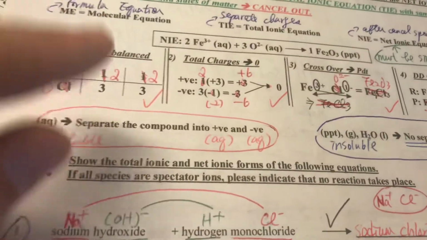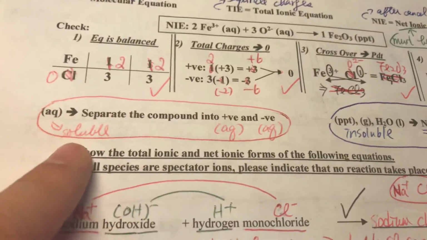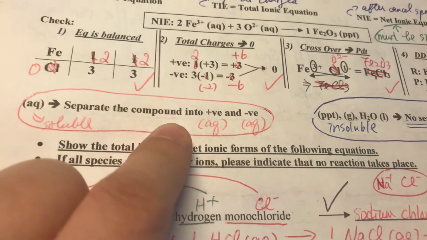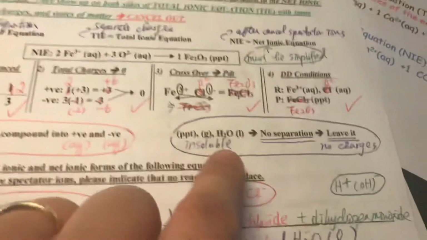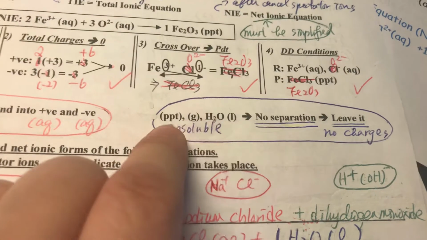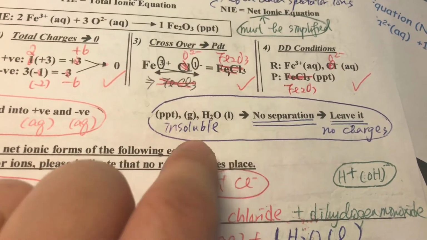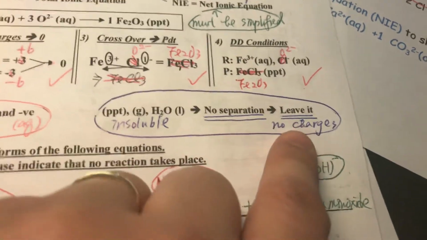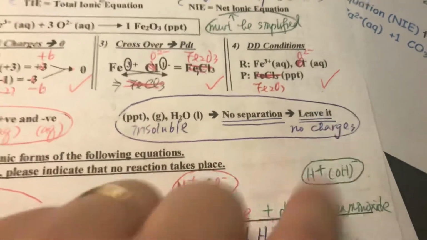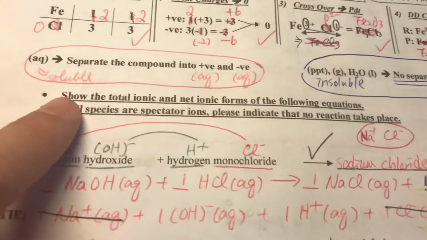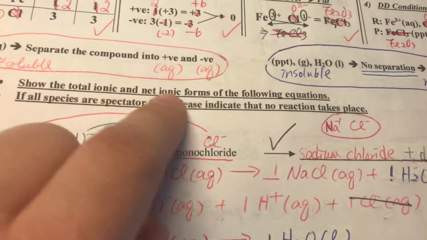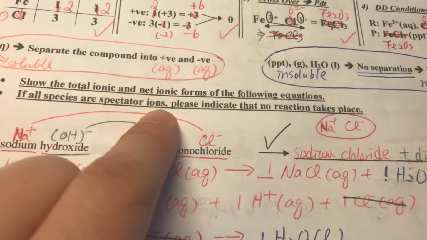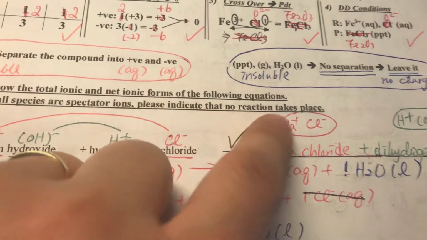And then when you have the AQ state, the AQ is soluble, so you have to separate into positive AQ and negative AQ. And when you have PPT, gas, or water in liquid, they are insoluble. No separation into charges, don't touch them, just leave them, okay? And then you want to show your total ionic and net ionic form of the following equation. And if the species are spectator ions, please indicate that no reaction takes place.